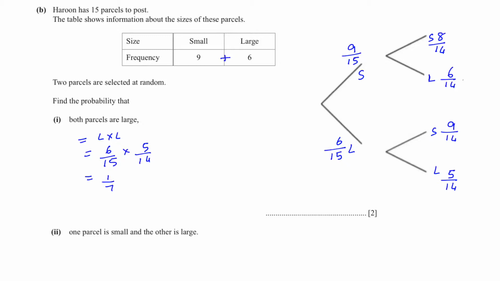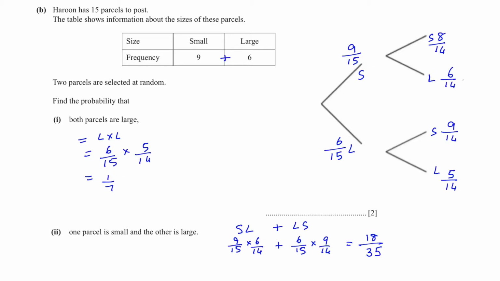The next question, one parcel is small and the other is large. So what are the possibilities that we have? It can be the first parcel is small and the second is large, or the first is large and the second is small. So it could be small, large, or, always means you add, large, small. 9 over 15 multiplied by 6 over 14 plus 6 over 15 multiplied by 9 over 14, and this will give us 18 over 35. In the mark scheme, they have not simplified the answer, but the answers are the same.